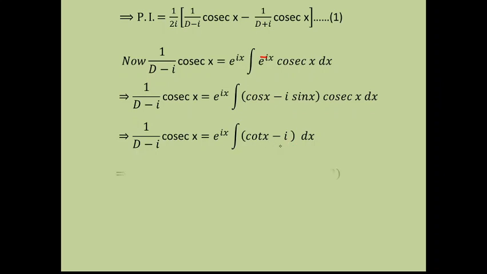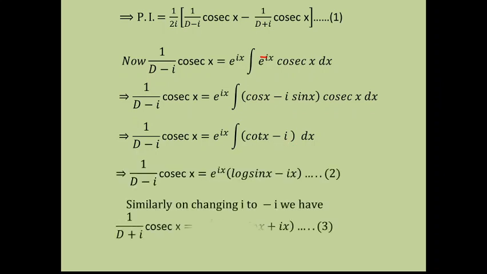Now let's integrate. What is the integration of cot x? That is nothing but log of sin x, minus i constant as it is, and integration of 1 is x. In this way, we have 1 upon D minus i operating on cosec x. Similarly, we need to apply 1 upon D plus i operating on cosec x. It is on the same line, the only thing is replacing i by minus i. We will get e raised to power minus ix into log of sin x plus ix.